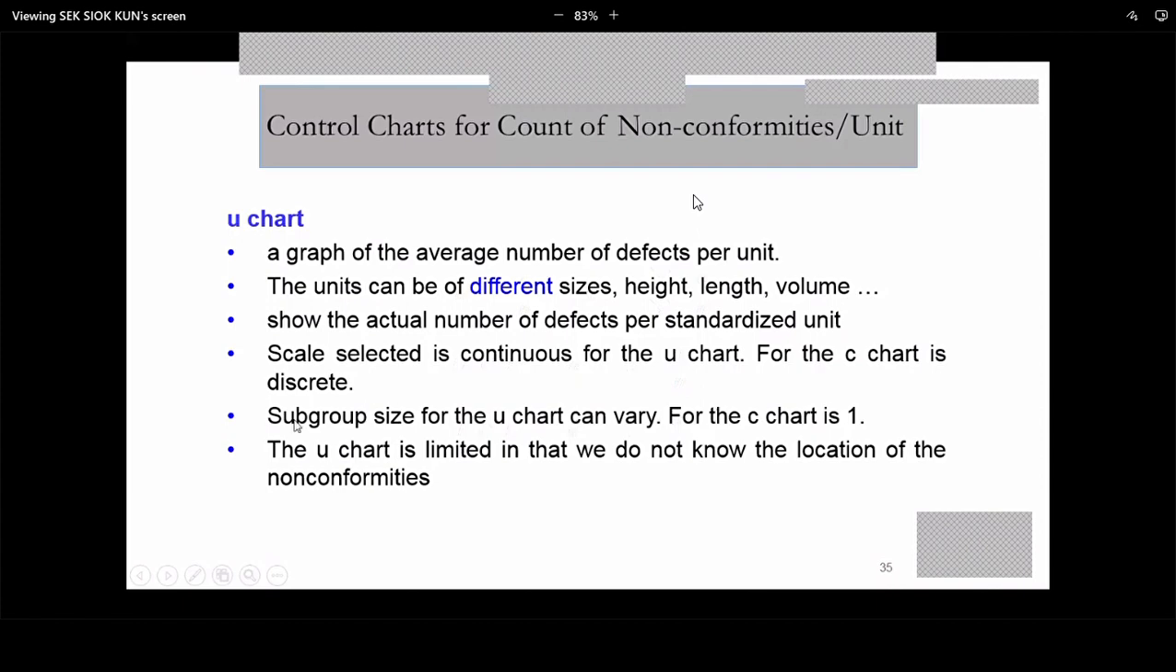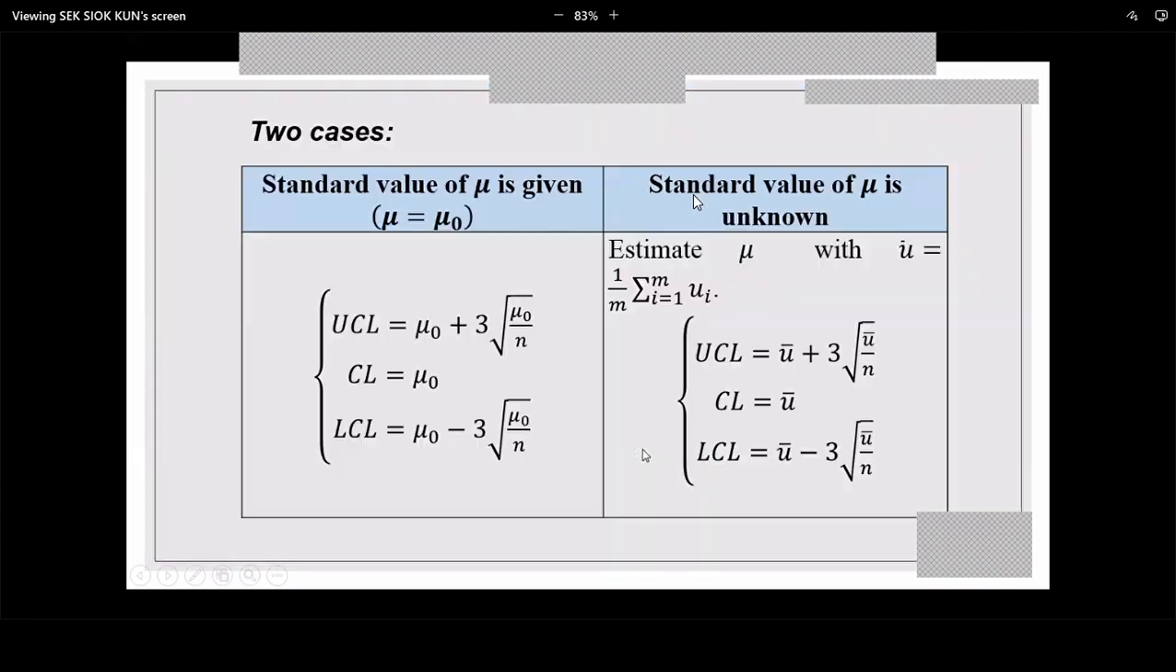Then the subgroup size for the U chart can vary. Okay, so as mentioned, the C chart is based on c equal to 1, so we do not need to divide by anything. So each sample only has a sample size of 1. Well, for the U chart, the size can be different. The U chart is limited in that we do not know the location of the non-conformity. So later we will see it.